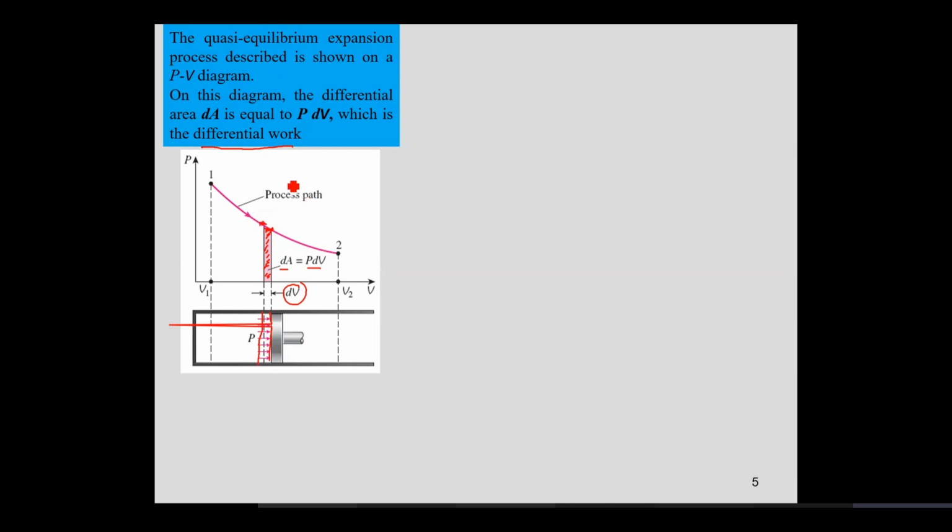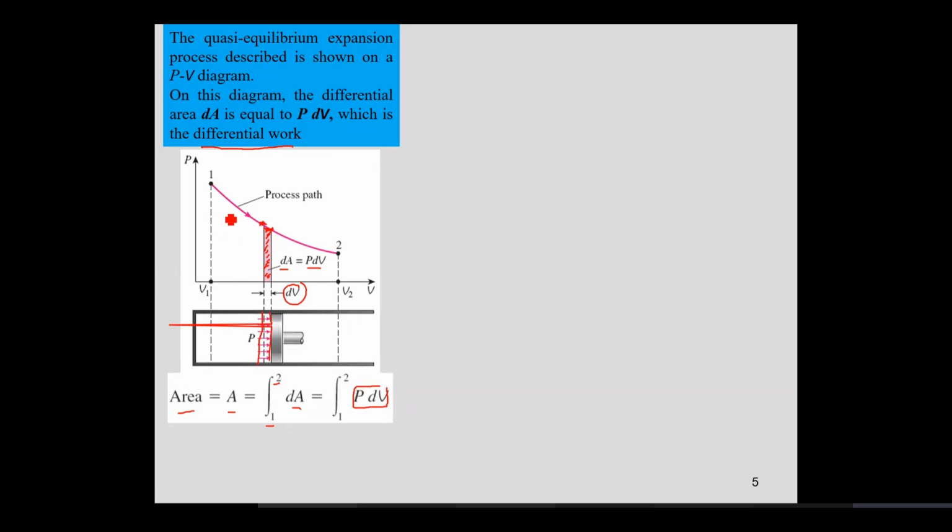If I have to compute the total area, the total area under the curve would represent the total work done as your system moves from 1 to 2. So the total area under the curve A is the integral from 1 to 2 of dA, which is nothing but the integral of P dV from 1 to 2.